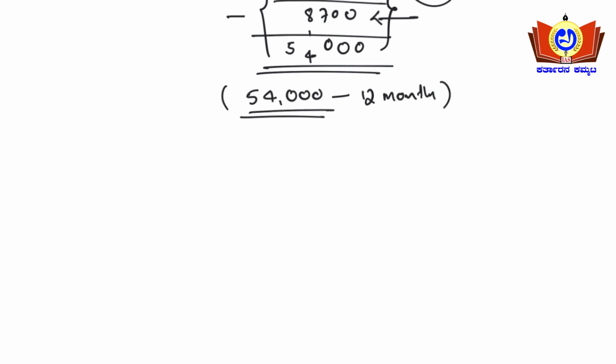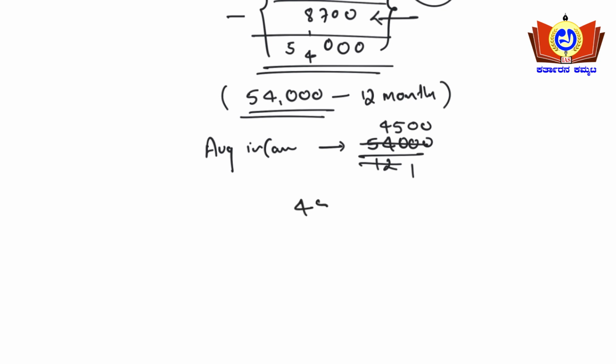What we need to calculate is the average income per month. That will be 54,000 upon 12. 12 4 times and 12 5 times, so that will be 4,500 here. So the average income is 4,500 per month. This is the right answer here. So moving on to the next question.